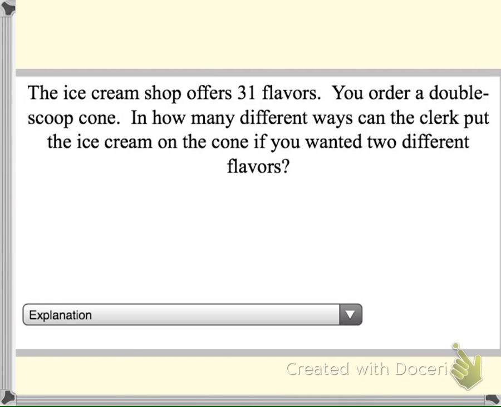Okay, an ice cream shop offers 31 flavors. You order a double scoop ice cone. In how many ways can the clerk put the ice cream on the cone if you wanted 2 different flavors? Okay, pause.